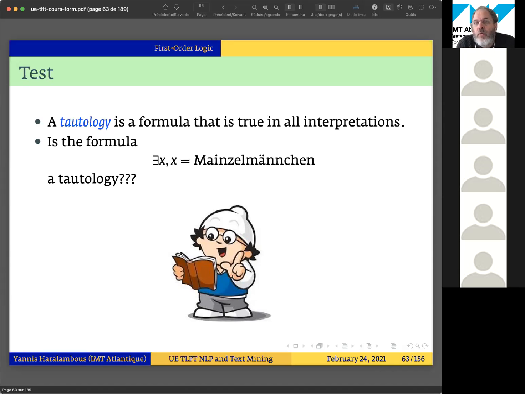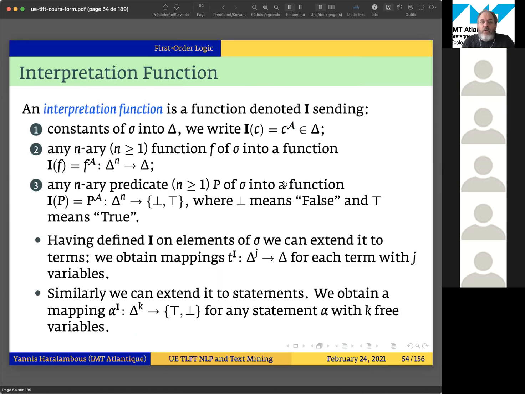So maybe this is something I should have told you. In this formula, X is a variable and Mainzelmännchen is a constant. So intuitively, you would say, okay, then it's even more depending on the domain. Well, actually, no. Look at the definition of an interpretation. An interpretation function sends constants, and this means all constants of the signature, into the domain, all of them.